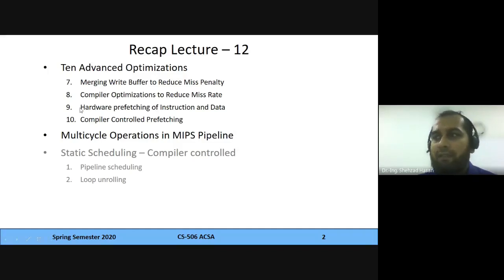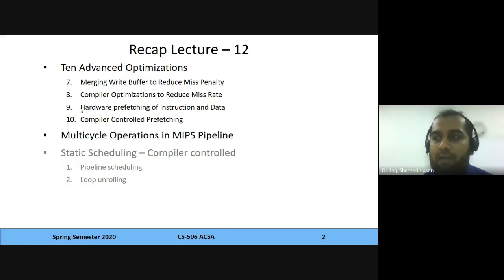Then we looked at 9 and 10, which were basically prefetching techniques, and they were different. The 9th was about hardware prefetching, which is somewhat fixed. Whatever block you fetch, it's always going to take the next block and put it in the instruction stream buffer. The 10th scheme was compiler-controlled prefetching, where there are some extra instructions in your instruction set architecture, which can fetch elements from the main memory and put them into the cache.